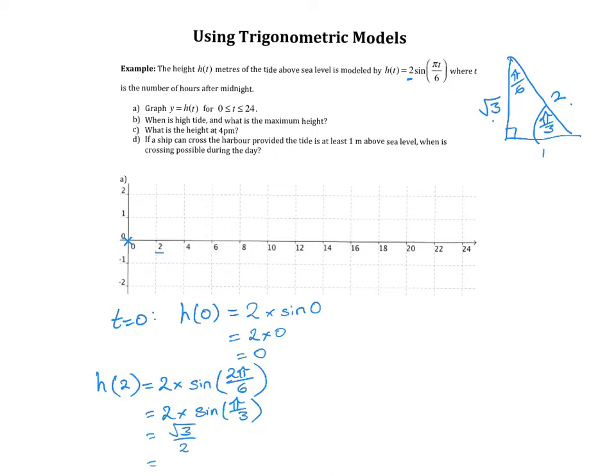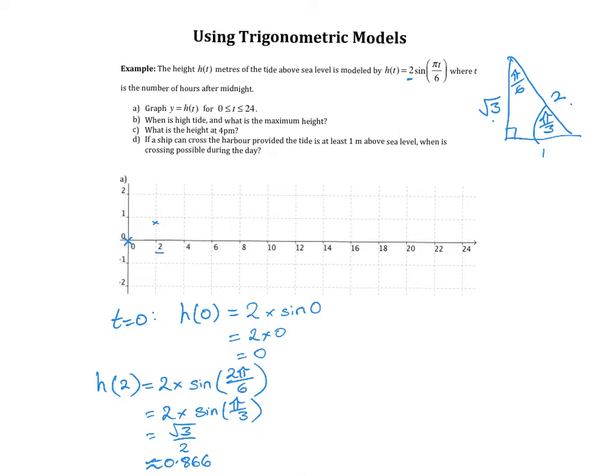Now, to graph that, if you use a calculator, root 3 divided by 2 is 0.866 approximately. Okay, so at 2 I expect to be close to 1 but not quite there, so somewhere there.